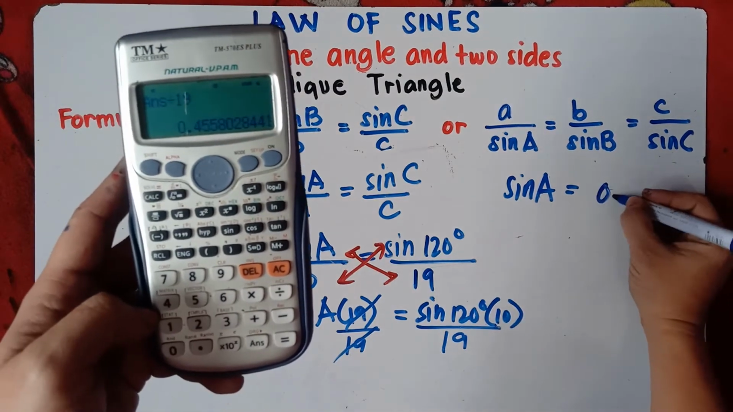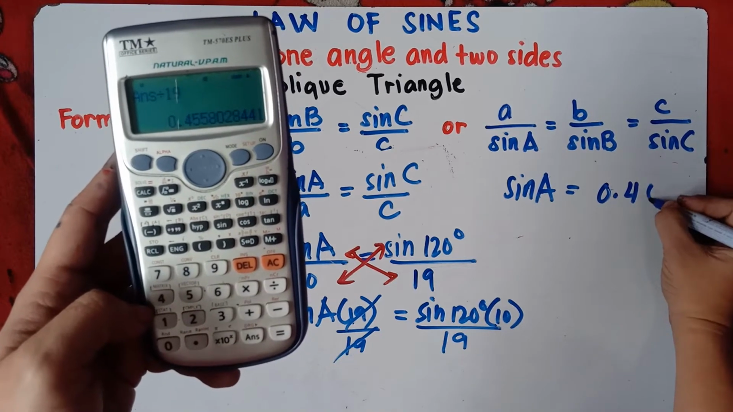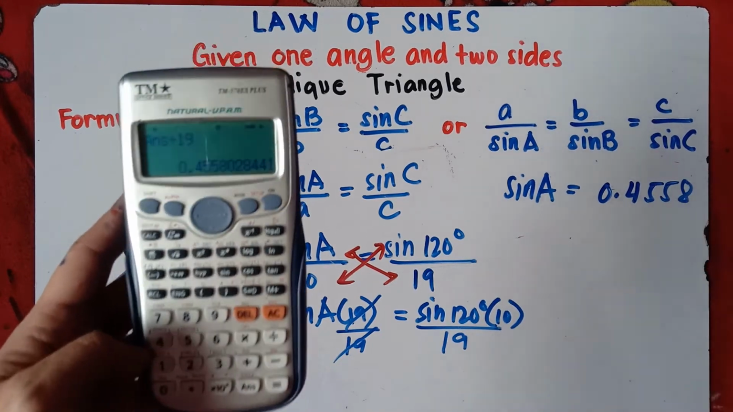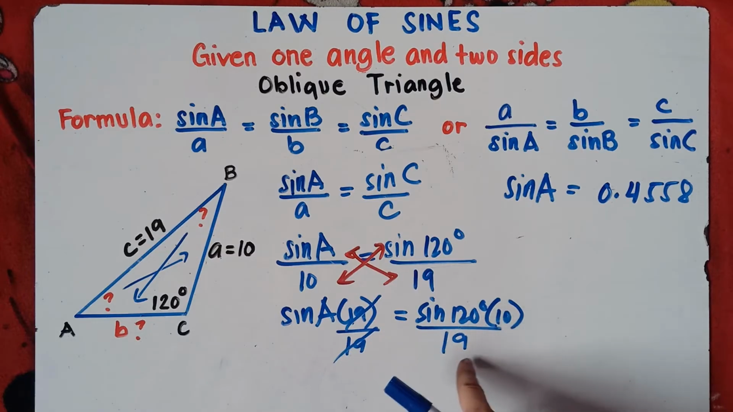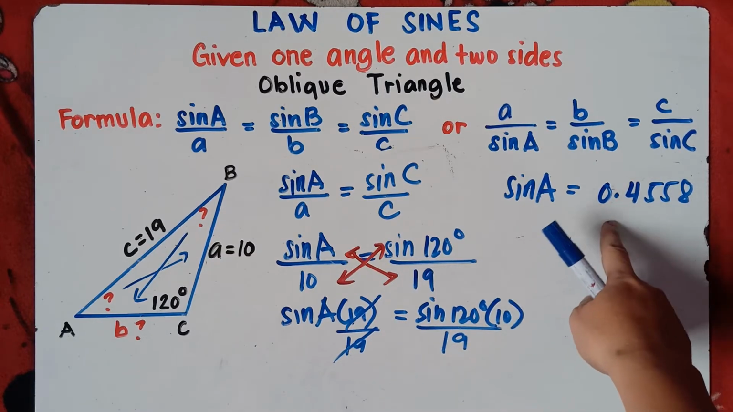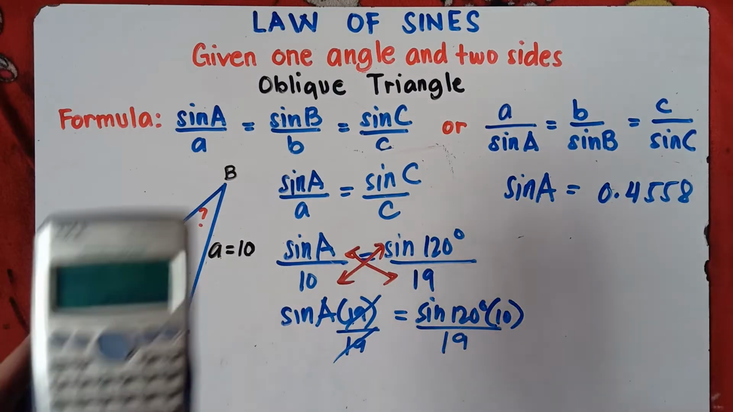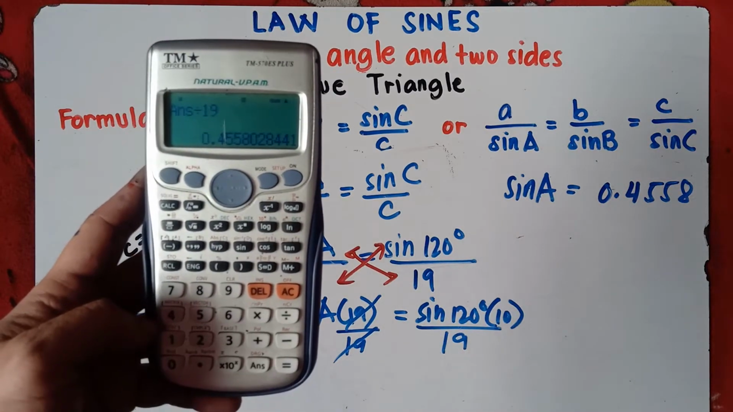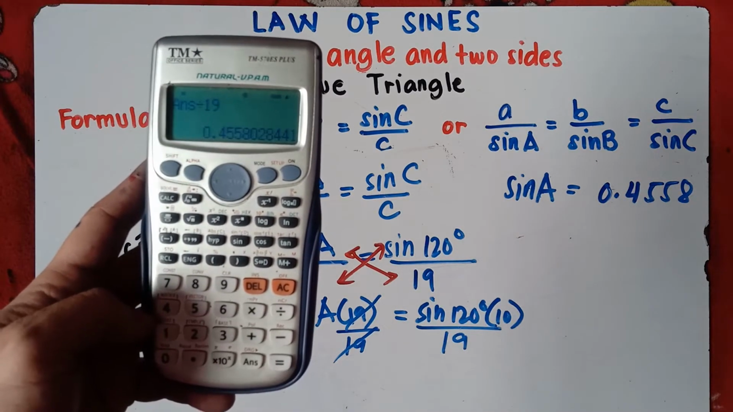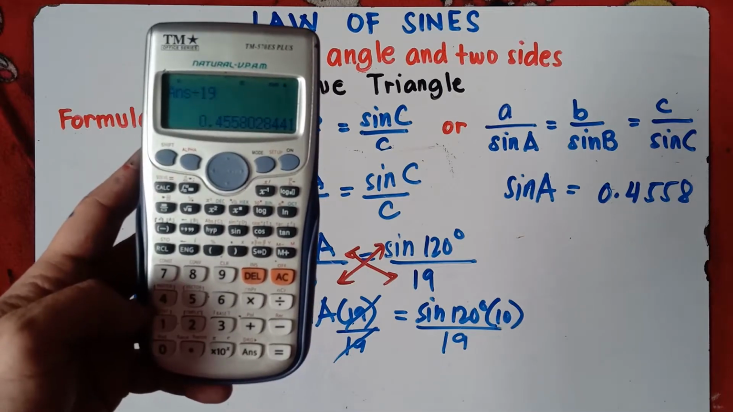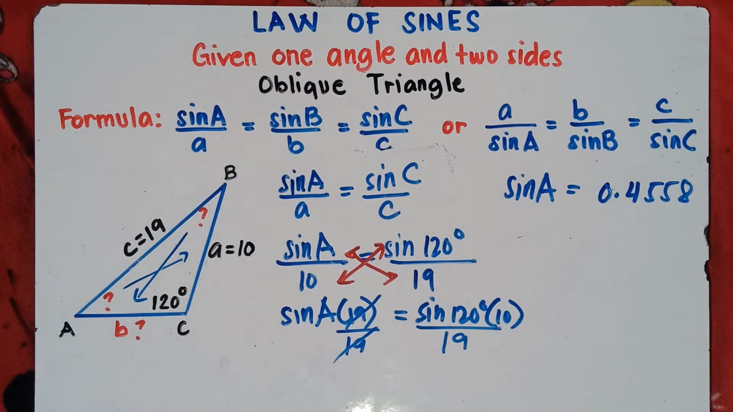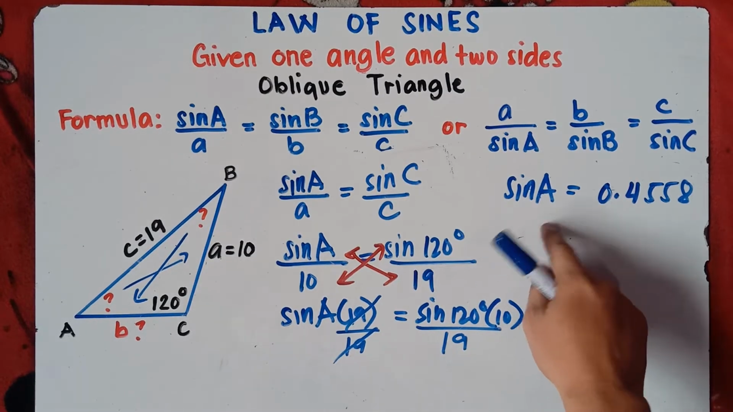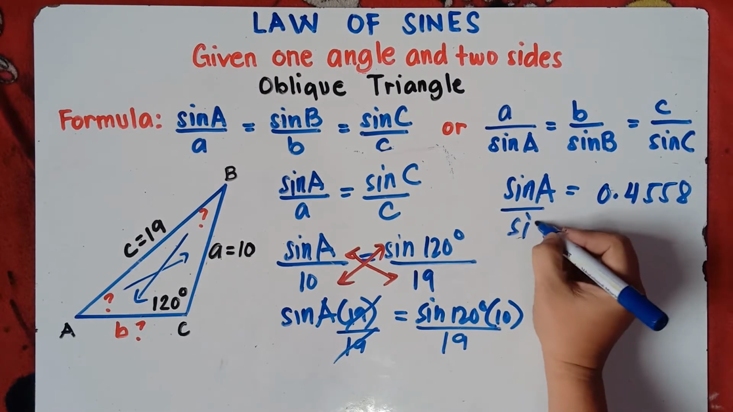So this will be 0.4558. Once again, class, sine 120 times 10 divided by 19, the answer is 0.4558. After 8, that is 0, so therefore round down, simply copy 8. Okay, 0.4558.